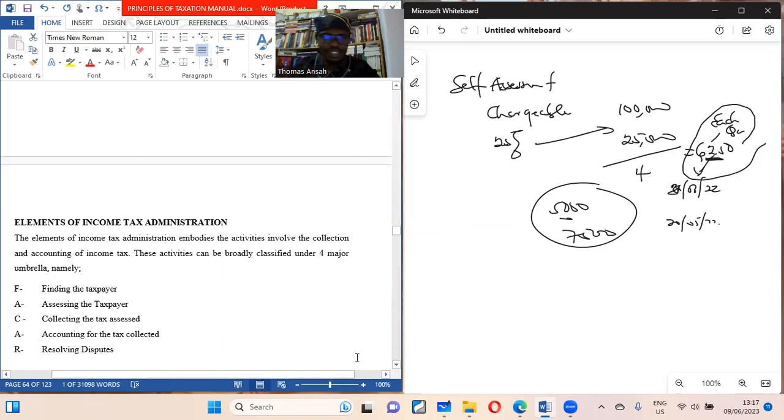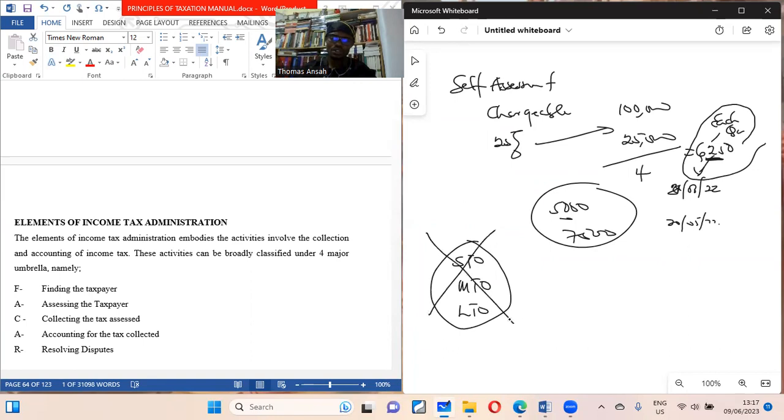Now, initially, there would have been questions like the segregation of the DTRD into STO, MTO, and LTO. But you know, this system has been scrapped. Now, they are all called tax service centers, and it is based on geography now. This one was based on income levels, but this one is based on geography.